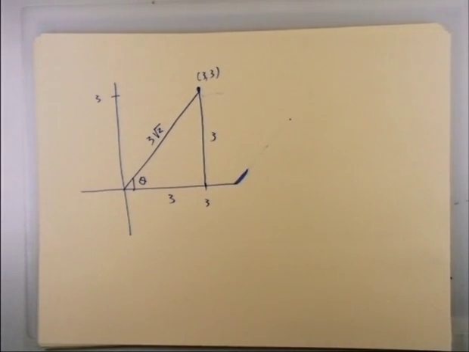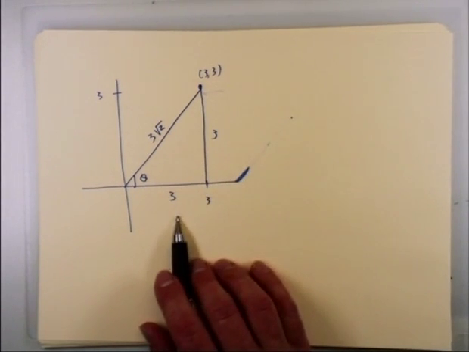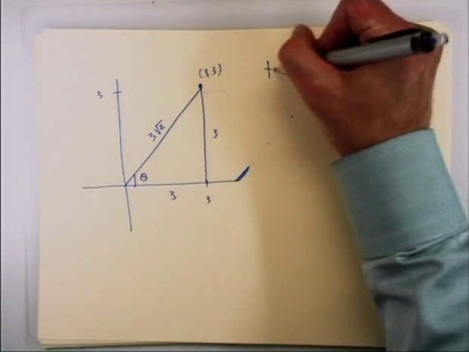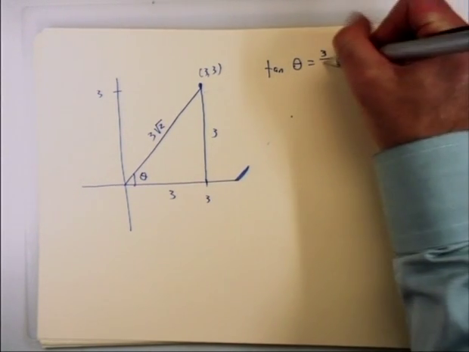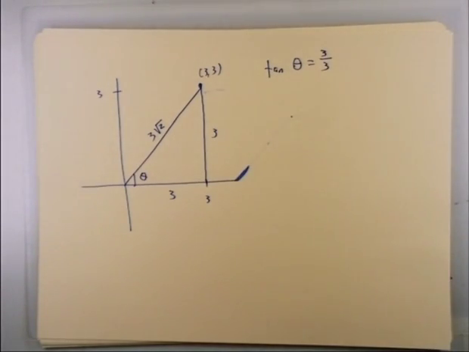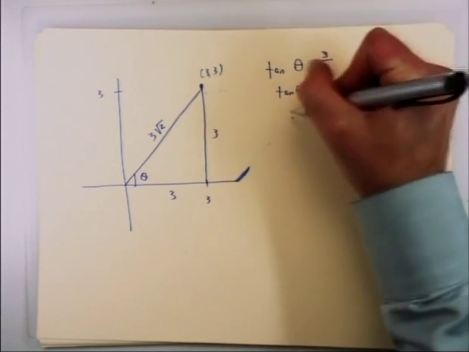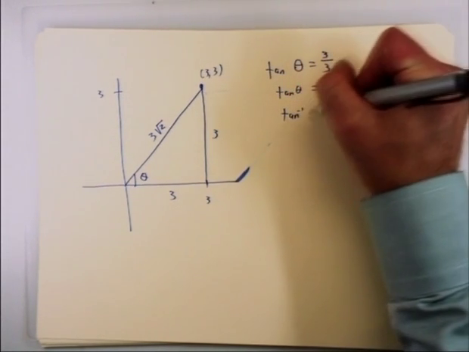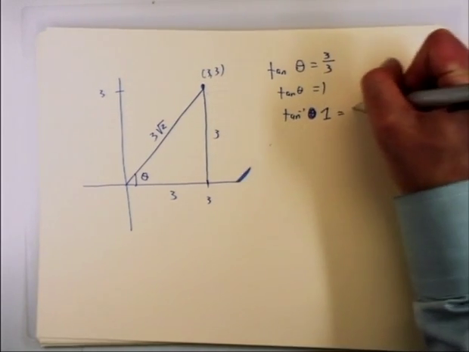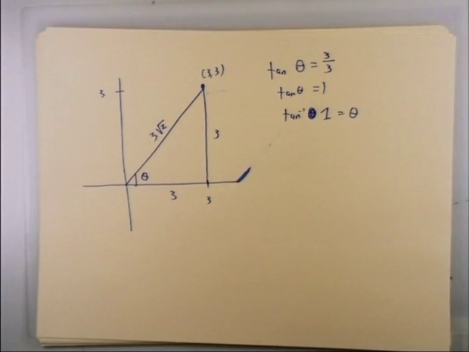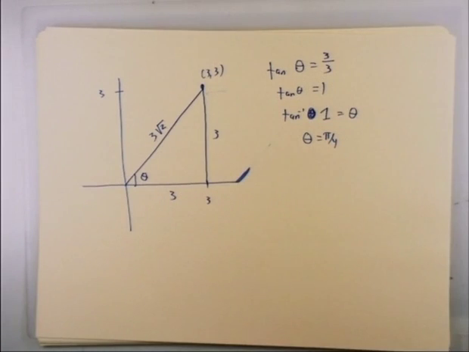I also know something about theta. If we think about the opposite side, the adjacent side, and the angle, I know in general that the tangent of theta is equal to opposite over adjacent, which is 3 over 3. And if the tangent of theta equals 1, then the inverse tangent of 1 should be theta. And what's the inverse tangent of 1? Bonus points if you got it right off. The answer is pi over 4.